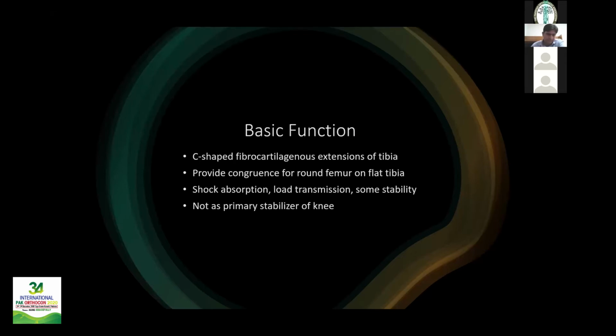So the basic function of the meniscus is that it provides a congruence, or a structure, to support the round femoral condyle on the flat tibia. And it acts for shock absorption, load transmission, and some stability, but it is not a primary stabilizer of the knee joint.